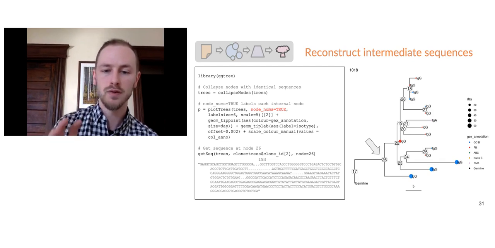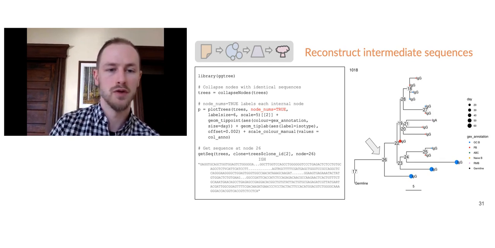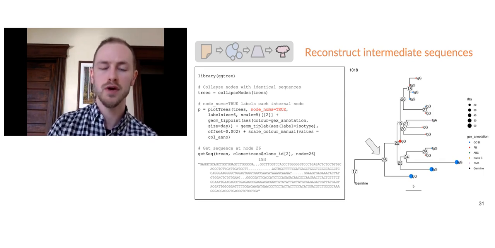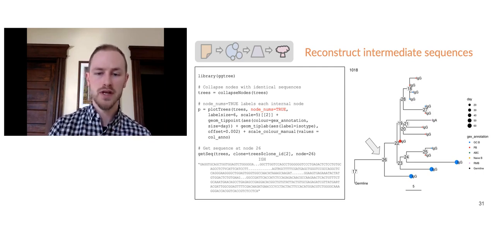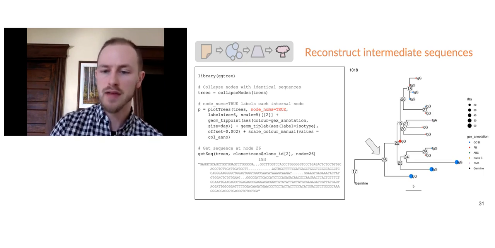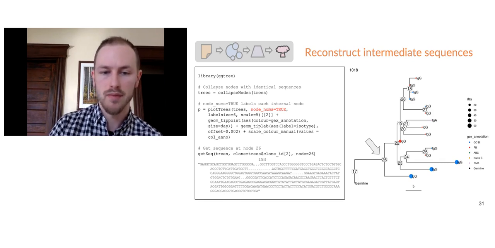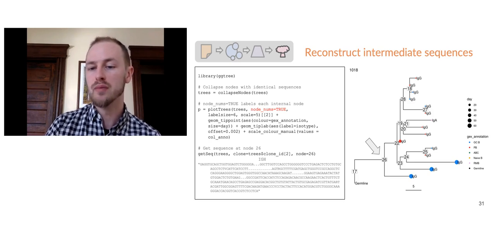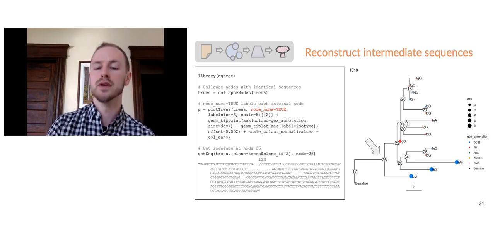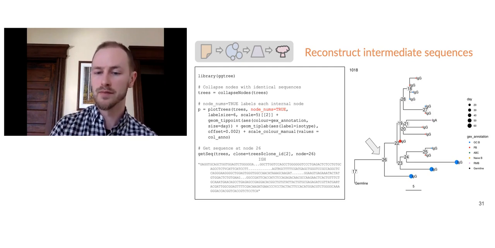So to do this, we need to first process our trees using the collapse nodes function. This isn't strictly necessary, but what it will do is take internal nodes of the tree that have identical predicted sequences and collapse them into one node. This will clean up the plot of the tree significantly. Next, we make the same plot that we did before using exactly the same command, but we specify the option node nums equal true. And what this will do is plot the exact same tree, but it will label each of the internal nodes by the number of that node.